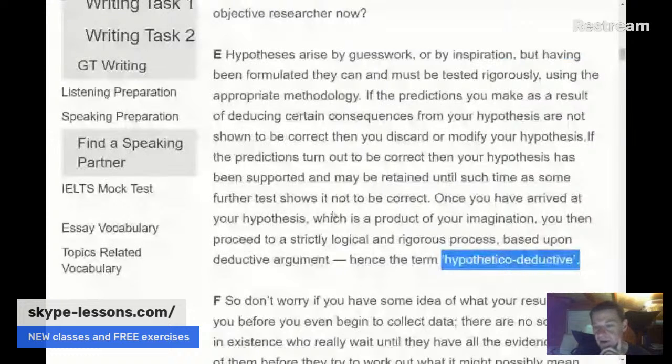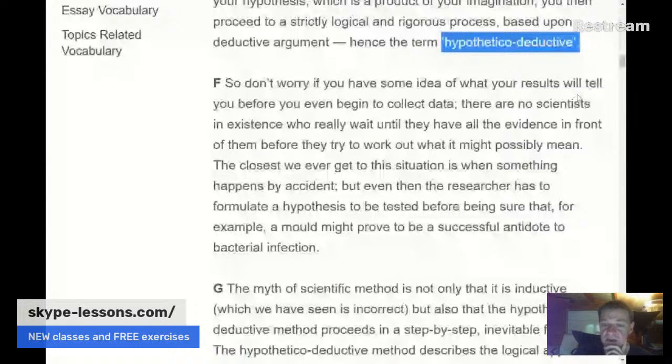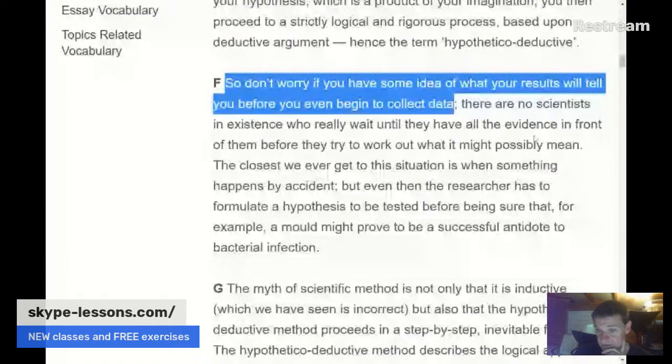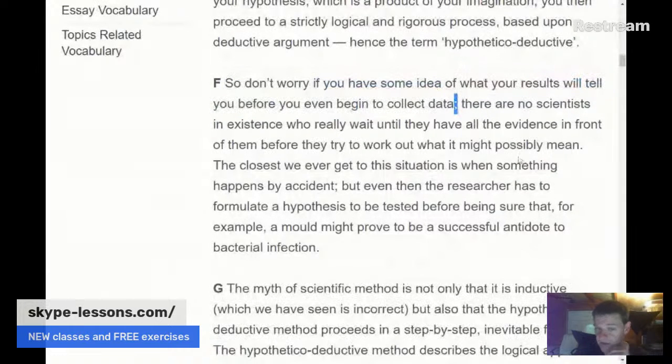So don't worry if you have some idea of what your results will tell you before you even begin to collect data. Yeah, that's an interesting sentence. And then a semicolon, because otherwise it would be a comma splice.